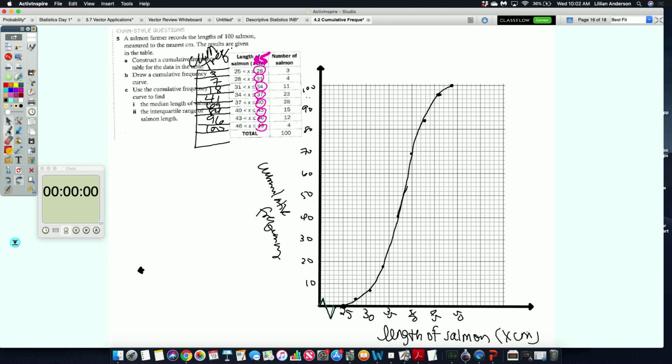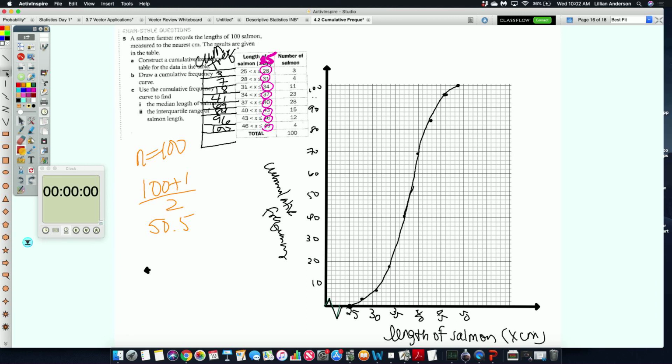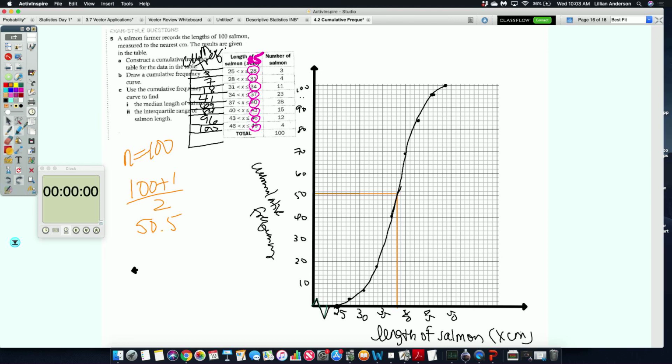So to find my median, what's n? n is 100. So to find my median, I need to do 100 plus 1 divided by 2, which is what? 50.5. Remember, that is not your median. That's where you go on your cumulative frequency axis to find where it hits your curve. Don't forget, you always drop down a vertical line from that point. And for me, my median length for the salmon is going to be 38. Okay, that will be my median length.